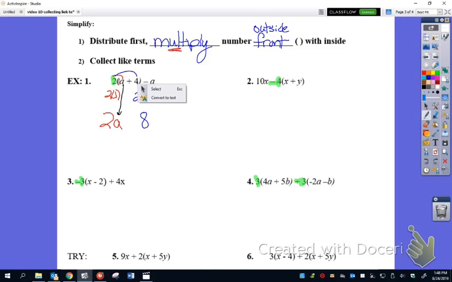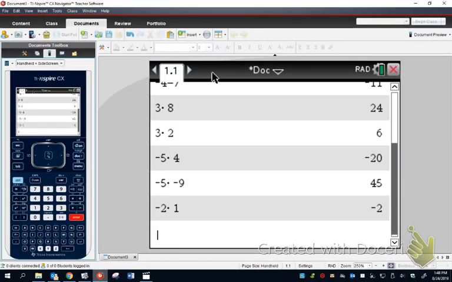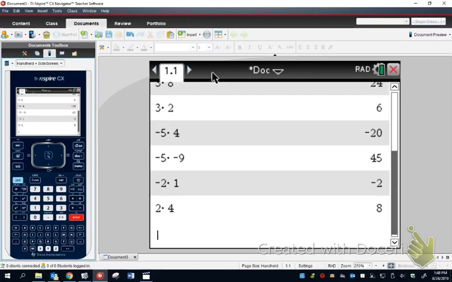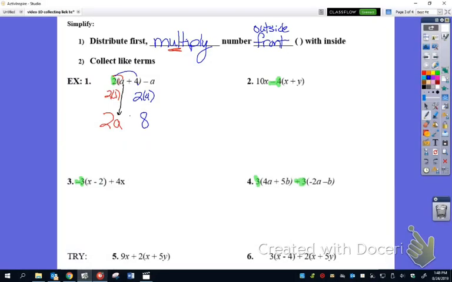Okay. Now remember, if you need to multiply on your calculator, that's fine. 2 parentheses 4, I think that helps you to do it. That's 8. So the 8, if it's positive, you put a plus. Okay? Now notice, and this is very, very important, I want you to see it.